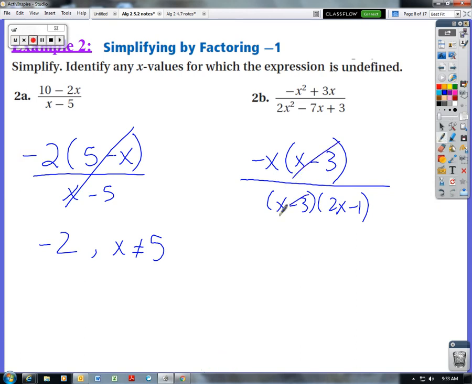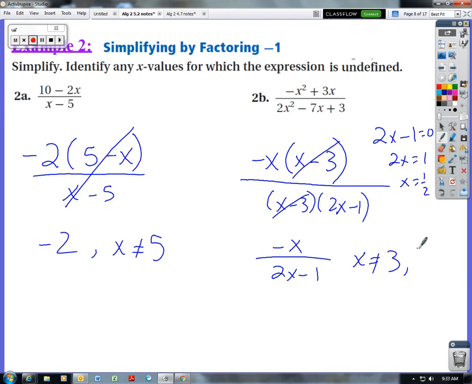Great, so the x minus 3's are going to cancel. And we're left with negative x on top and 2x minus 1 on bottom. And then I have to say x cannot equal. If I look in the original, it can't be a 3. And then I have to make this equal to 0. Hopefully you're getting to where you can actually do these in your head, but if not, I'll demonstrate what I'm doing. I'm going to add 1 to both sides and then divide by 2. So 1/2.